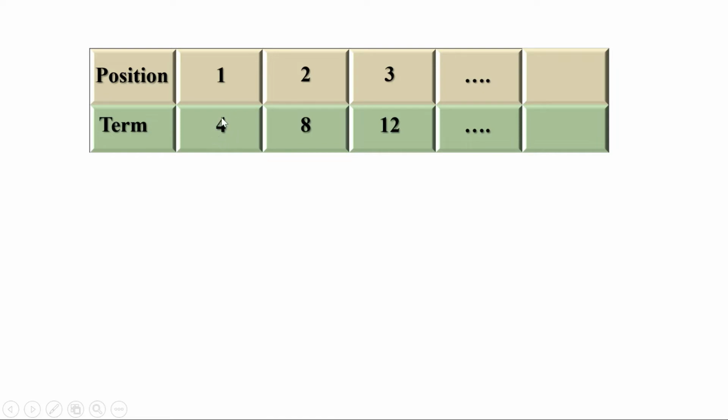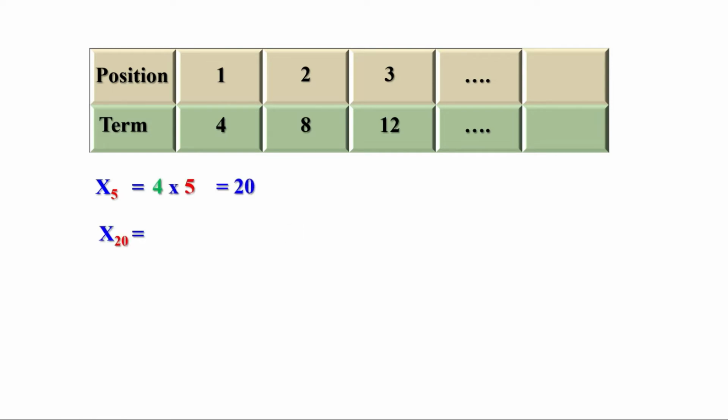This is 4 into 1. Second term is 4 into 2. Third term is 4 into 3. So each term is obtained by multiplying 4 by its position. If so, what is the fifth term? 4 into the position, that is 4 into 5, that's equal to 20.